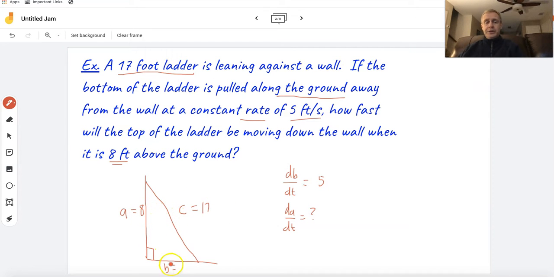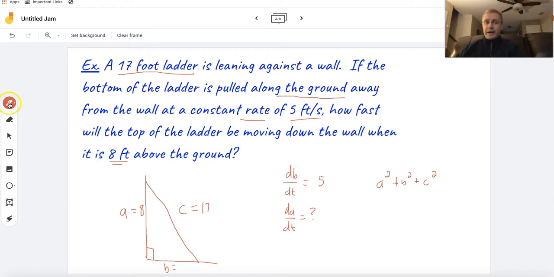And so we're dealing with the three sides of our right triangle. And the formula that will relate the three sides of a right triangle will be the Pythagorean theorem: a squared plus b squared is equal to c squared.